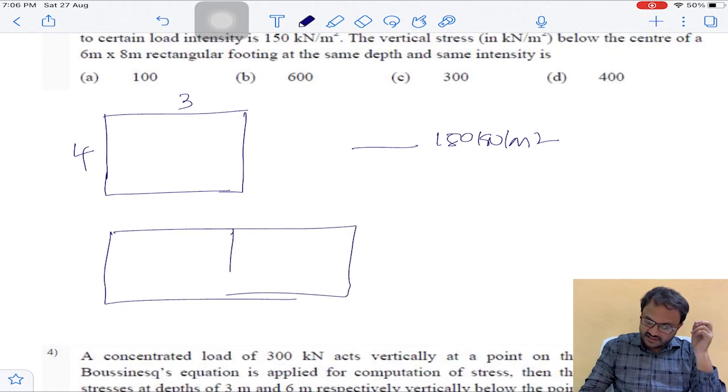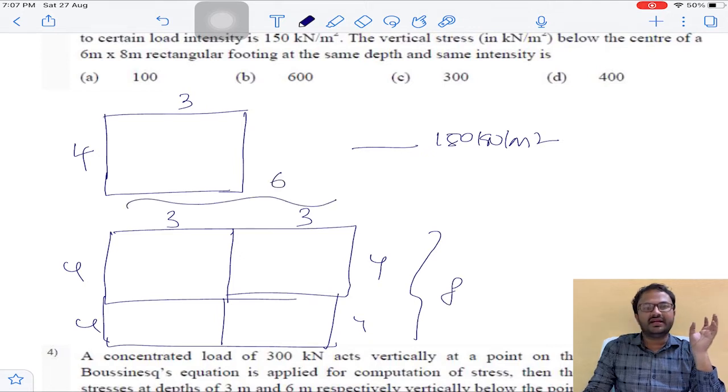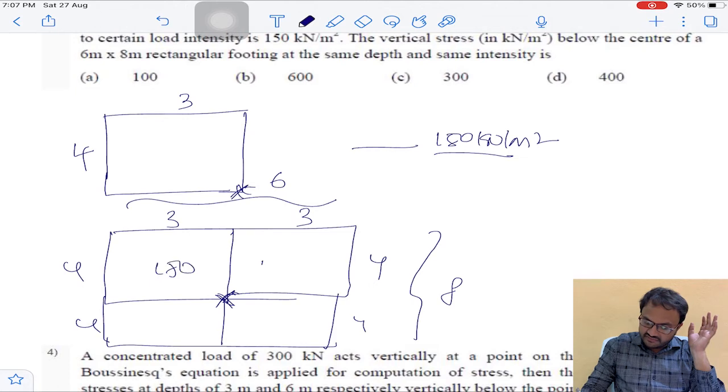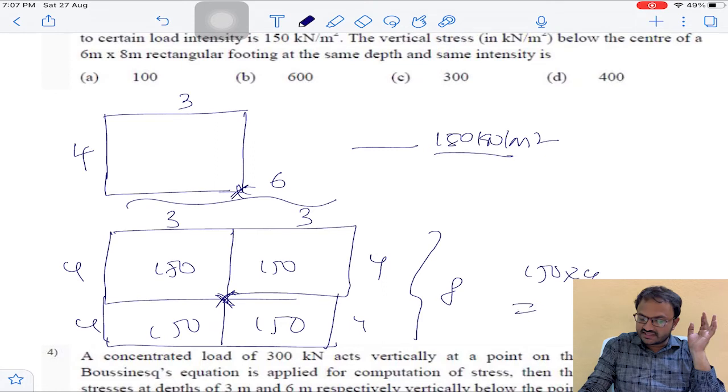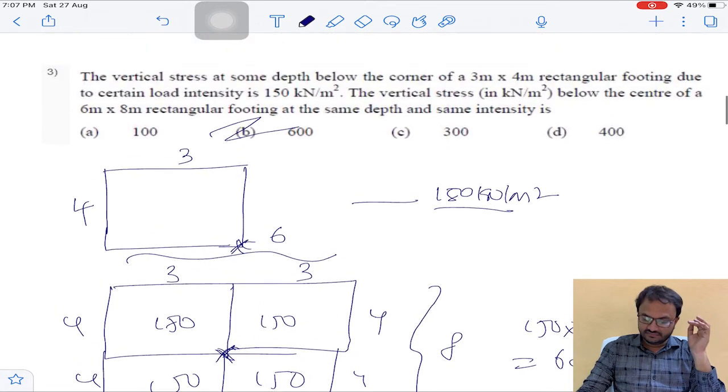So this is 3 and this is 3, this is 4, this is 4 and one more 3 by 3, 4, 4. So this entire thing is 8, this entire thing is 6. It is a 6 by 8 rectangular footing. Now he has given the stress at this center point. So it is 150 from each of the four parts. So 150 into 4, you will get 600 kN per meter square. Clear? So the answer is B for question number 3.